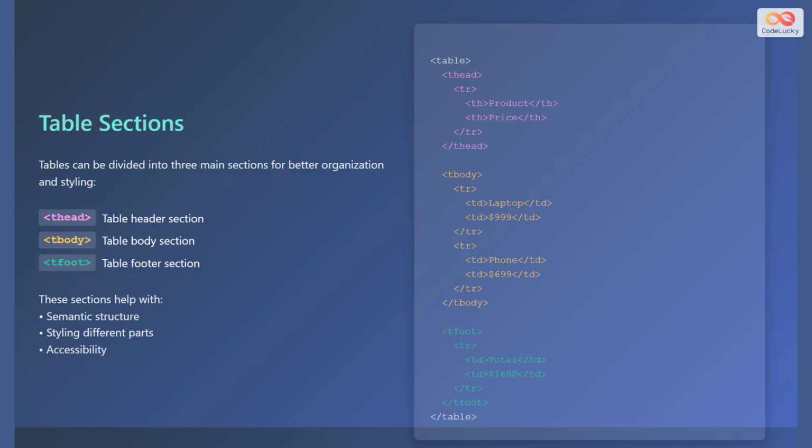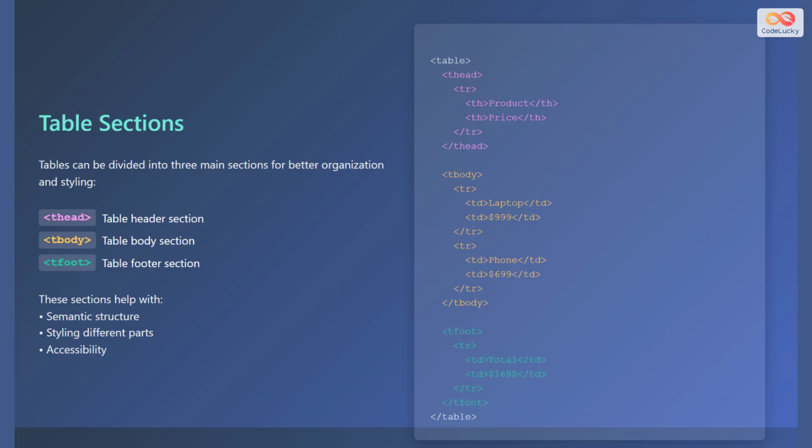Now let's look at table sections. For better organization and styling, tables can be divided into three main sections. The first one is the table head tag. It is the table header section. Then we have table body tag, which is the main content of the table. And finally, the table foot tag, which is the table footer section. These sections help with semantic structure, easier styling of different parts, and better accessibility.